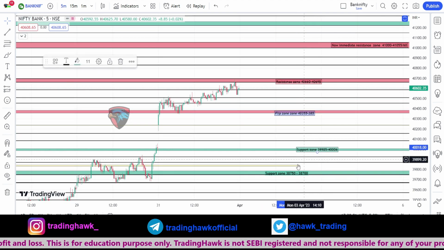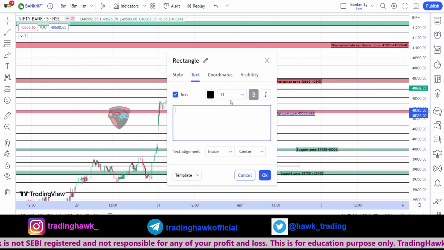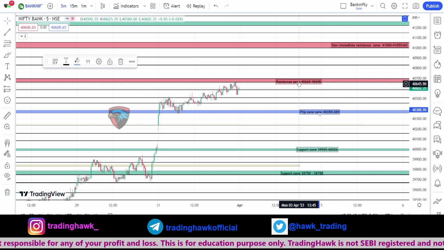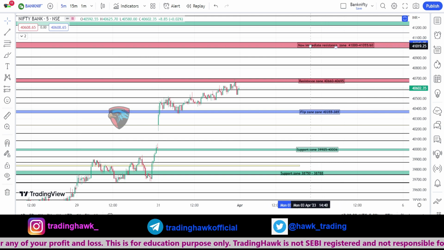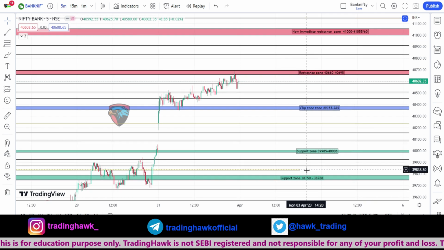So we have this much zone as of now, but if you see, it's red and green, which needs one flip zone in between. Since this zone is already a resistance zone, we will mark this zone as a flip zone and change the color to blue, and we will mark this as our resistance zone. Ignore this thing because it has already been marked previously.